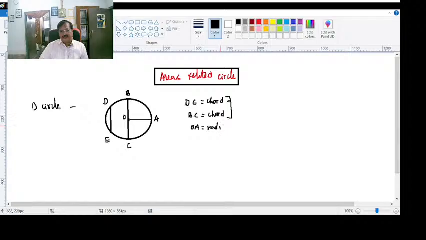Okay, these are the things we should know. And circumference of the circle also you should be able to know. Circumference formula is 2 pi r.